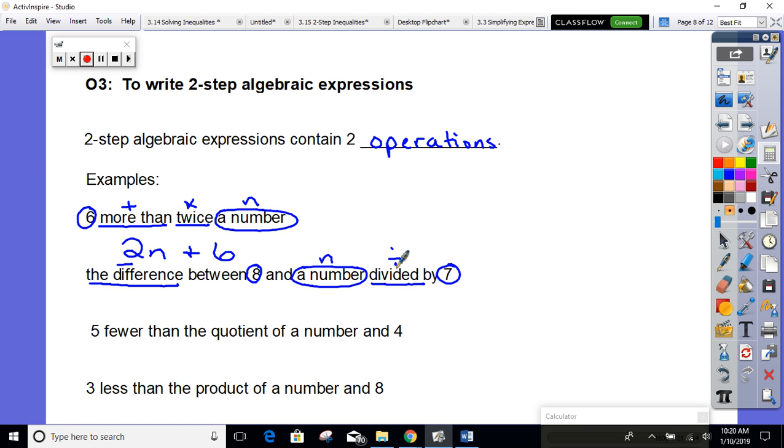N and? What are we dividing the n by? By 7. So this part of it is n divided by 7. I'm going to write that first. Now I'm finding the difference between 8 and what I just wrote. So I'm going to write this as 8 minus n over 7.